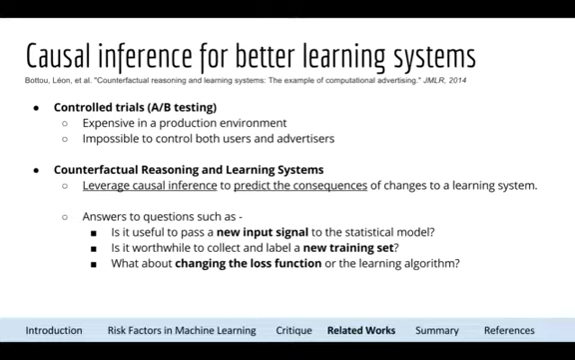But it is very expensive to completely implement the modifications. And in case of multiple stakeholders like users and advertisers, it is impossible to control all of them. Thus, we would want to leverage causal inference in some way to predict the consequences of modifying a system. Counterfactual reasoning is one such method that gives answers to hypothetical questions without actually implementing the modifications.